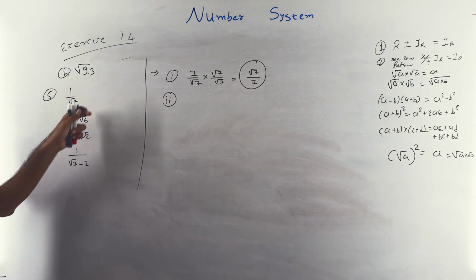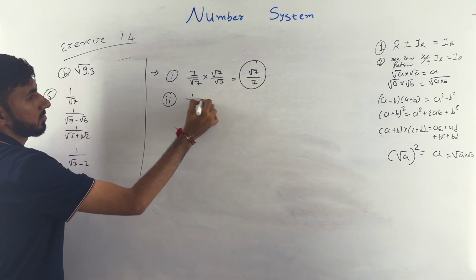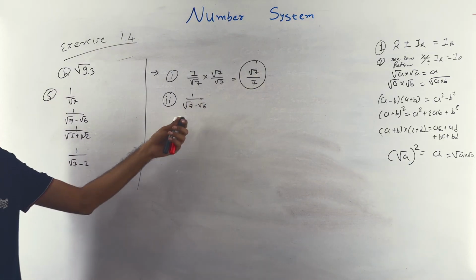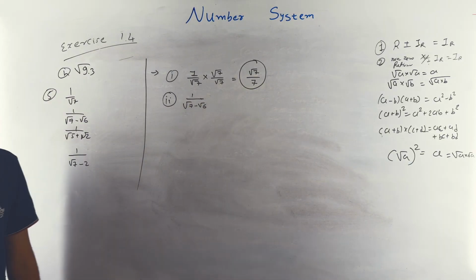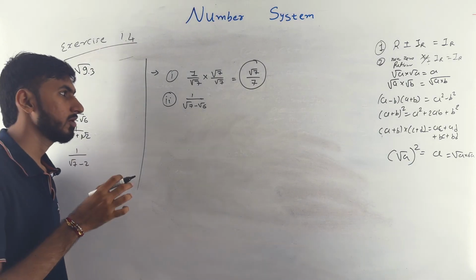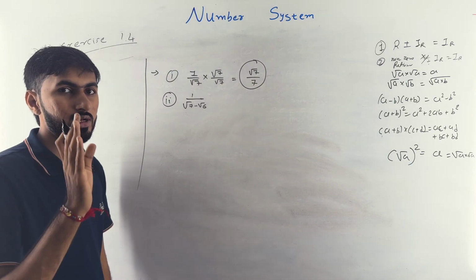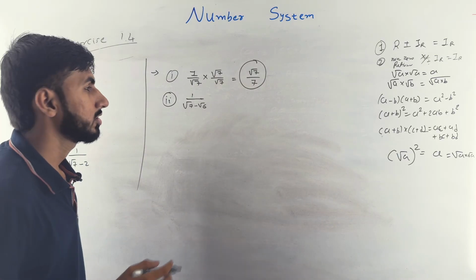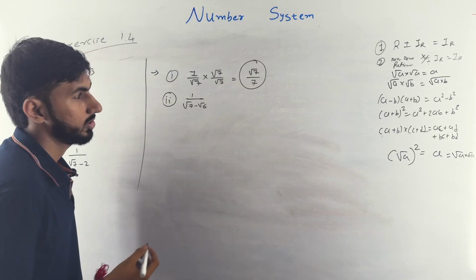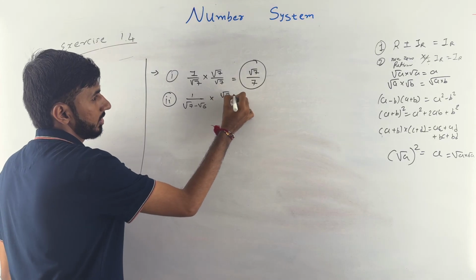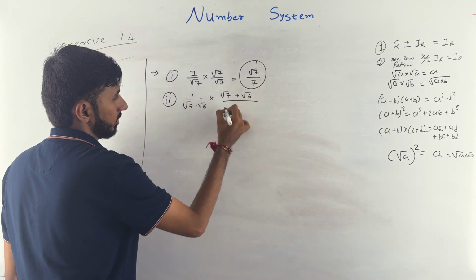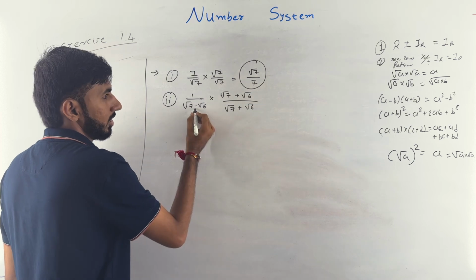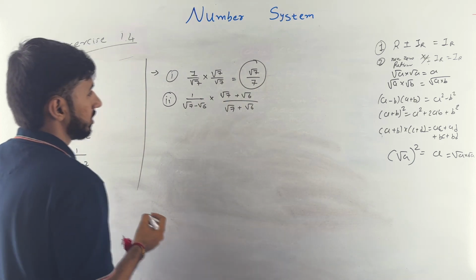Now for second, we have 1 upon square root of 7 minus square root of 6. When we have a denominator as a binomial and we want to rationalize it, we multiply and divide it with the conjugate of that number. And what is a conjugate? Just simply change the sign between these two numbers. So I will multiply and divide with the conjugate of that number. Here I have a negative sign, so I have just put a positive sign here.